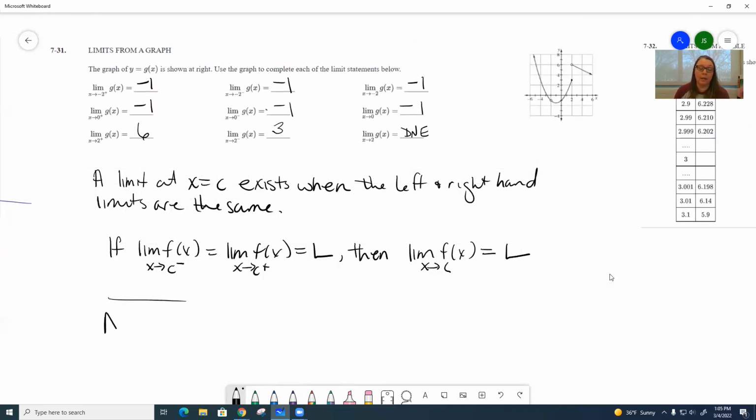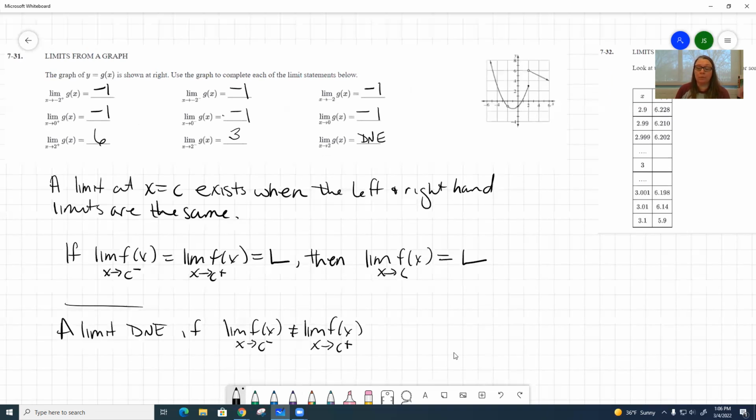Okay, a limit does not exist if the left and right hand limits are different. So if the limit of f of x as x approaches c from the left is not equal to the limit of f of x as x approaches c from the right, then they don't equal each other.